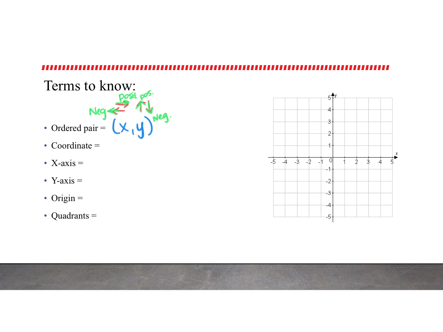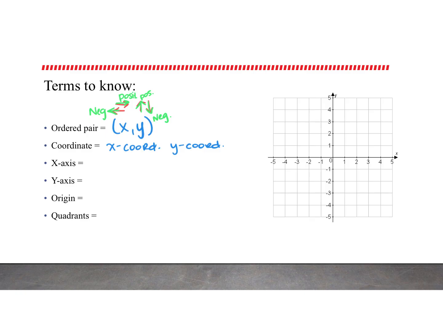Our second term here is a coordinate. It's one of the numbers in that ordered pair. It could either be the x coordinate or it could be the y coordinate. But it's looking at one of the two numbers in the ordered pair.